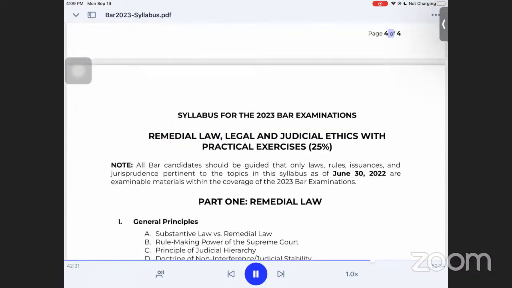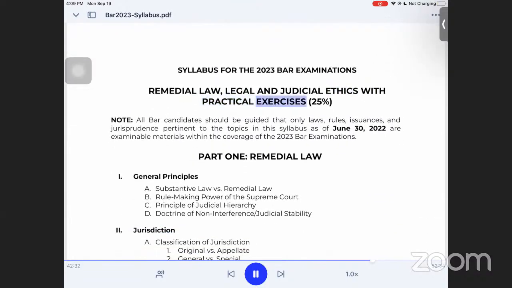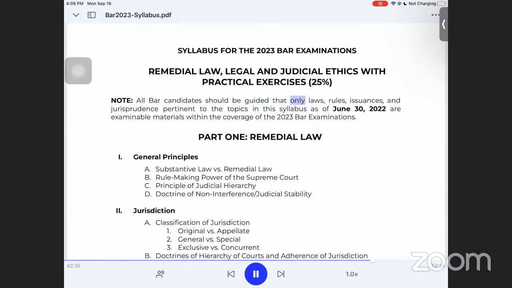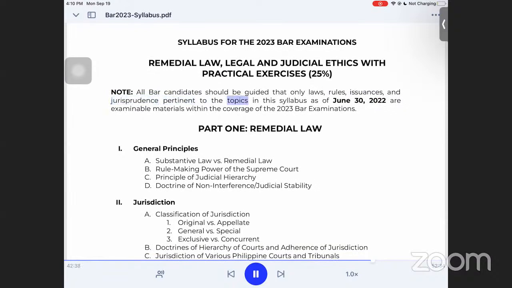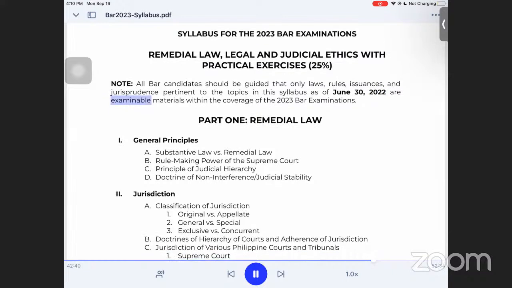Remedial Law, Legal and Judicial Ethics with Practical Exercises, 25%. Note: all bar candidates should be guided that only laws, rules, issuances, and jurisprudence pertinent to the topics in this syllabus as of June 30, 2022 are examinable materials within the coverage of the 2023 bar examinations.